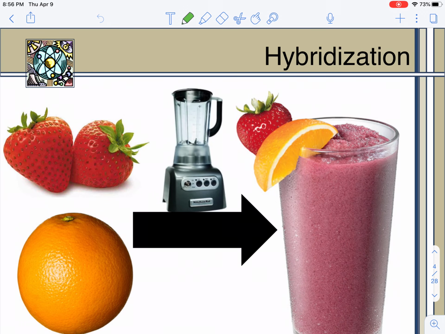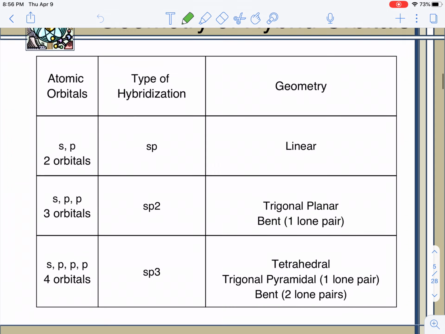So for instance, if you had some strawberries and you had an orange and you wanted to blend them together with some ice, you'd make this delicious smoothie, right? It's not really a strawberry, it's not really an orange, but it's a combination of the two of them that's a little bit better than either one by themselves, right? It's this delicious final product. And so we can do the same thing with orbitals.